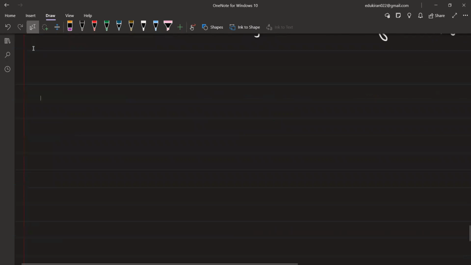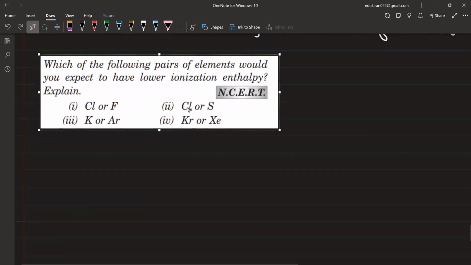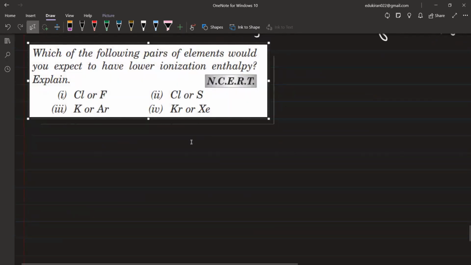Okay. Write down this question. Which of the following pair of elements would you expect to have lower ionization enthalpy? Please see, lower. Send the answers. You can send it on chat only. I hope you can see and tell the answers. All of these things, I hope you can see what this is expecting.